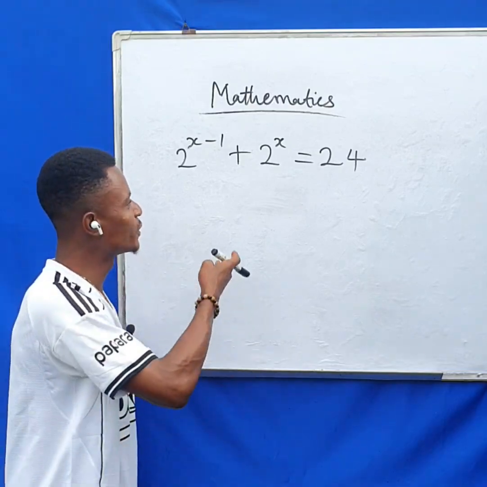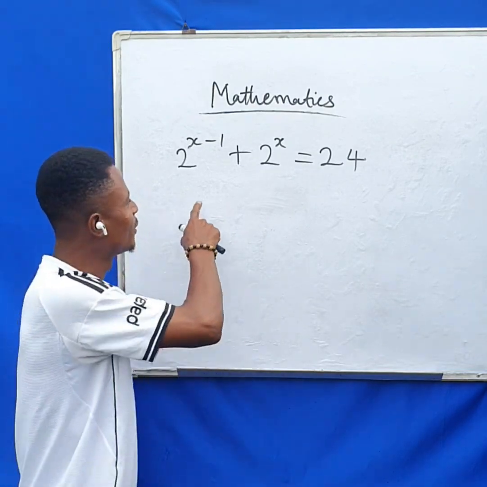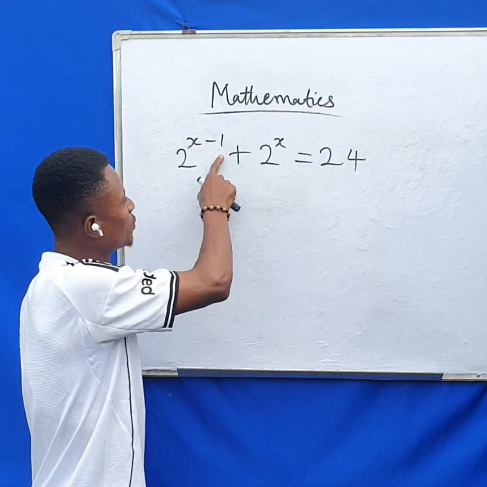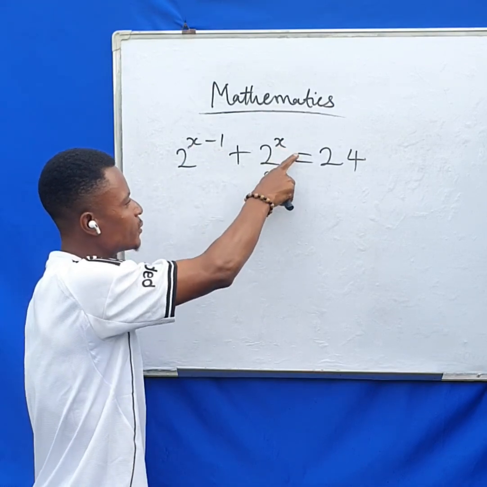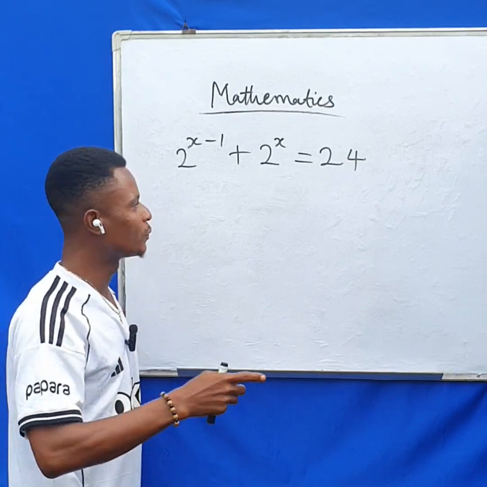Let me show you how to solve this kind of math question on the board. We are given 2 raised to the power of x minus 1, plus 2 raised to the power of x, equal to 24. And we are expected to find the value of x.